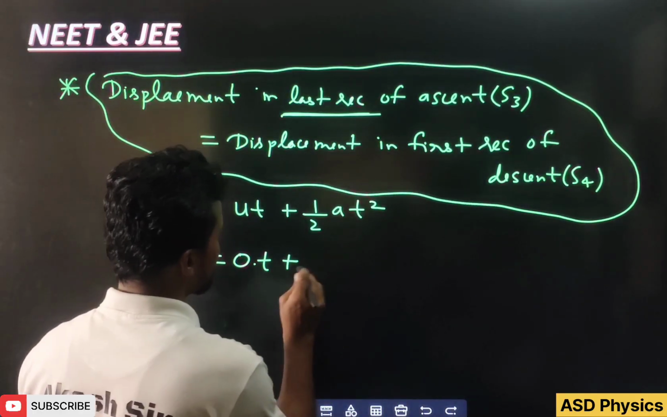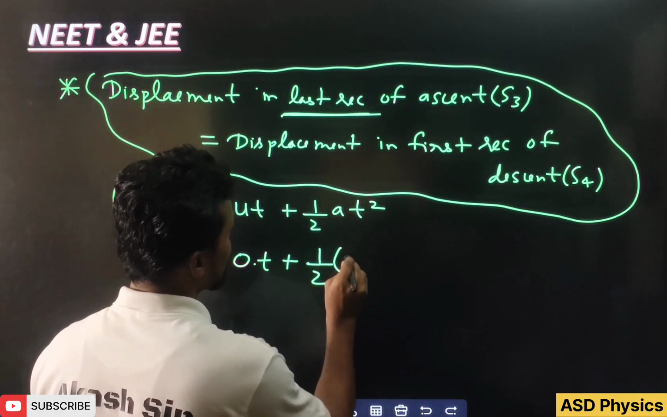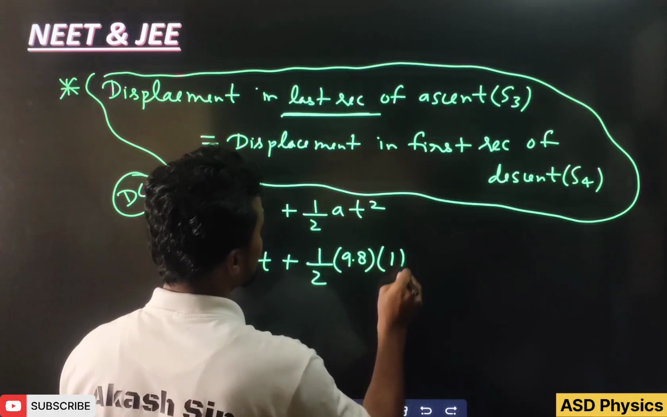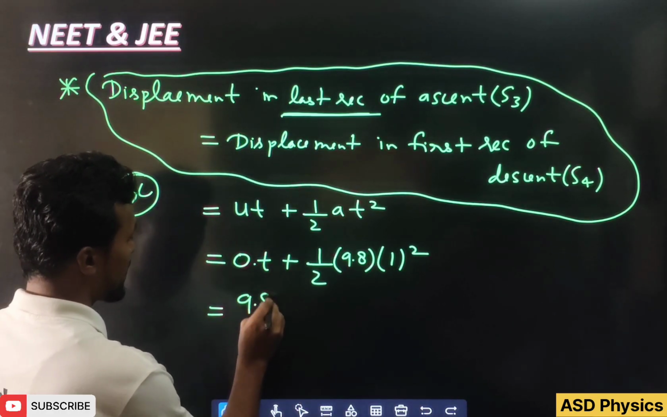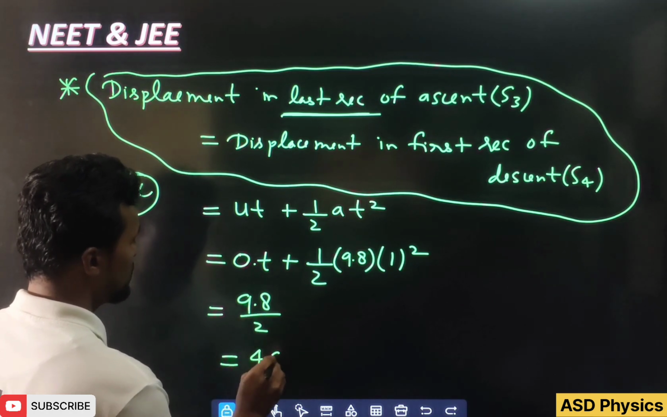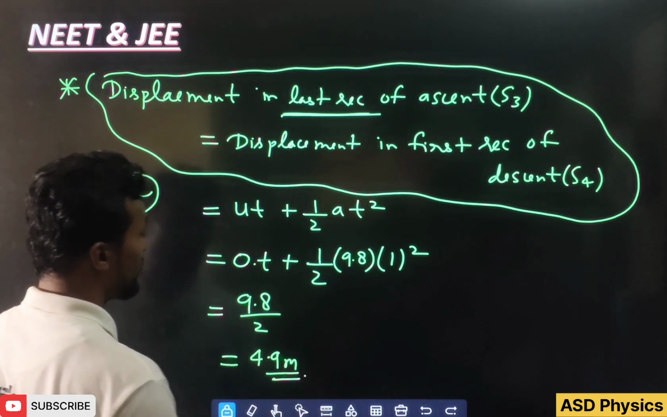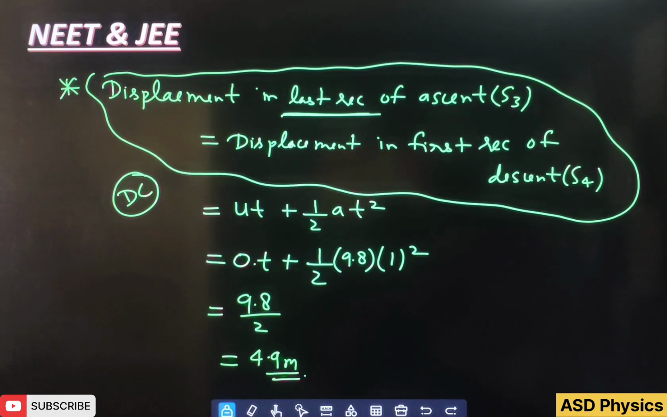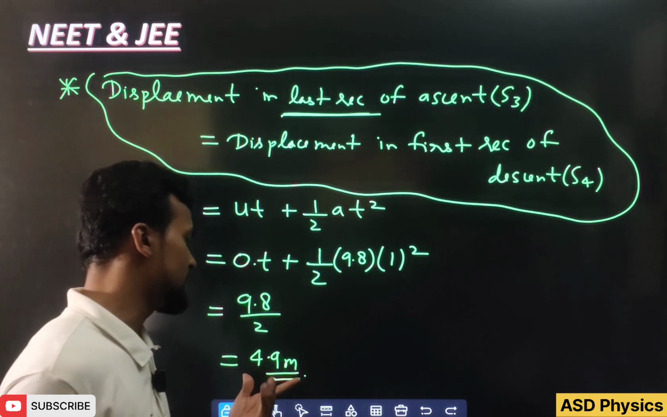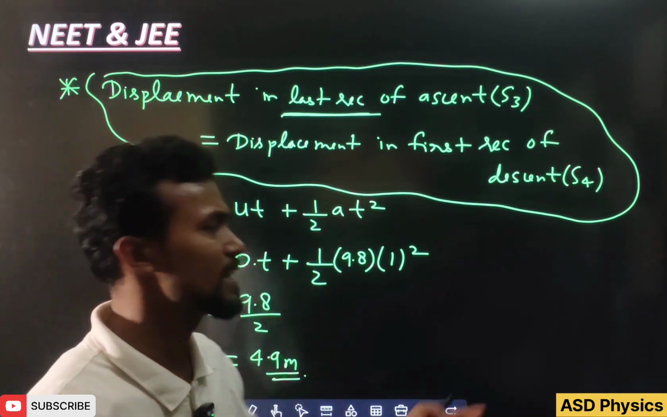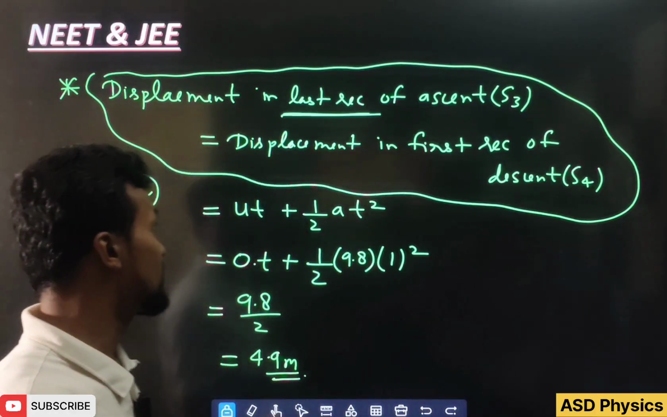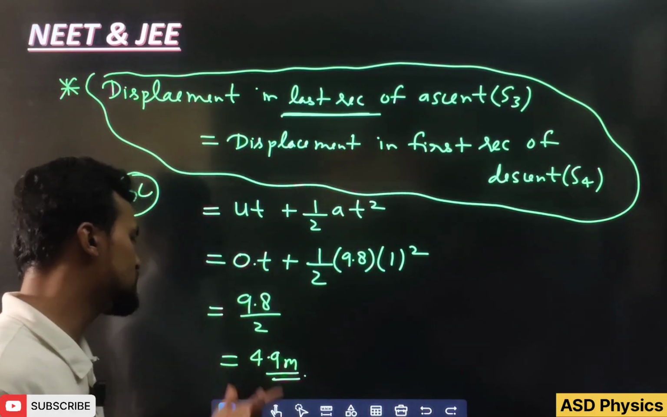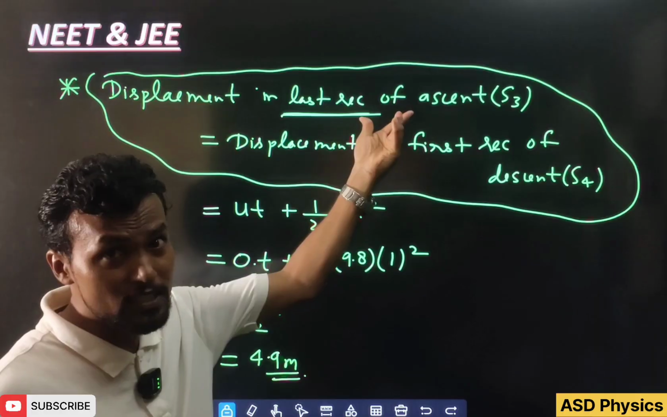Is it? So last second here. So half, a value how much here? Remember that here 9.8, and time how much here? 1 square. Okay, this also you can put 1. So it will come 9.8 by 2, and the answer will come 4.9 meter. Very, very important. Displacement in last second of ascent is equal to displacement in first second of descent, and here it is 4.9 meter. Even if time of flight I have taken 6 seconds, 8 seconds, 10 seconds, 12 seconds, 50 seconds, it does not matter. Displacement in last second of ascent will be 4.9 meter.